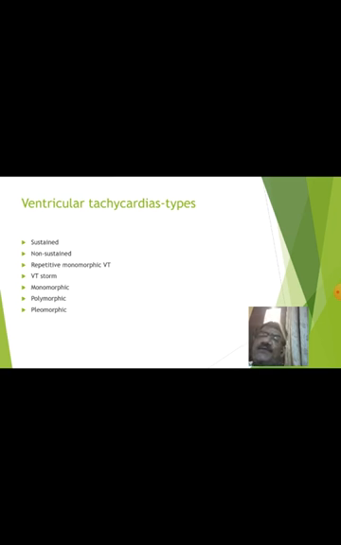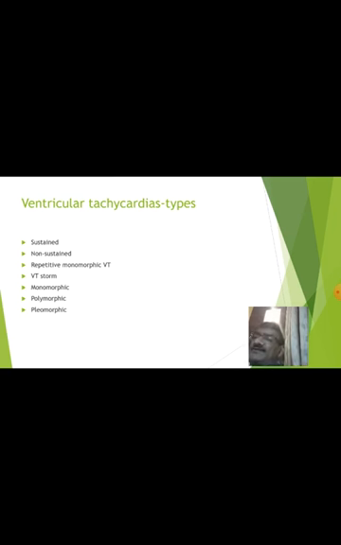VT storm is obviously a very serious condition. You have more than 3 separate episodes of ventricular tachycardia in 24 hours requiring intervention. So within 24 hours you have 3 separate episodes of ventricular tachycardia.